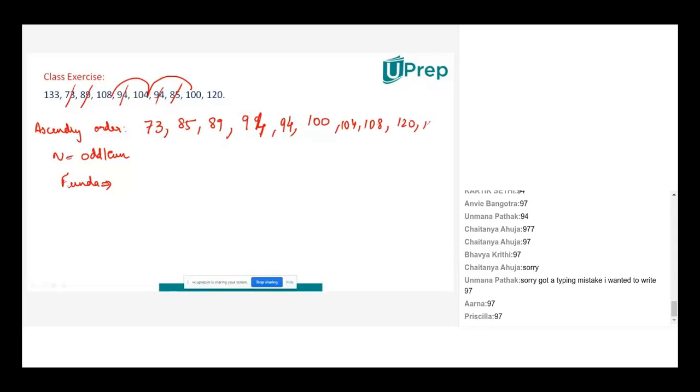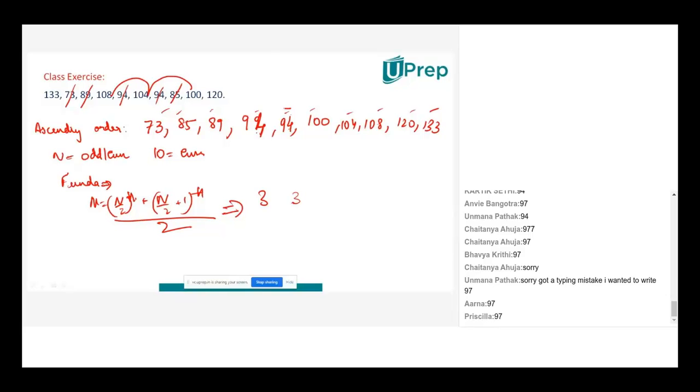1, 2, 3, 4, 5, 6, 7, 8, 9, 10. Number of observations is 10. 10 is even. Two methods: median is n by 2th plus n by 2 plus 1th, by 2. People who are interested in 3 marks, do this. People who are thinking very logically: 4, 5.